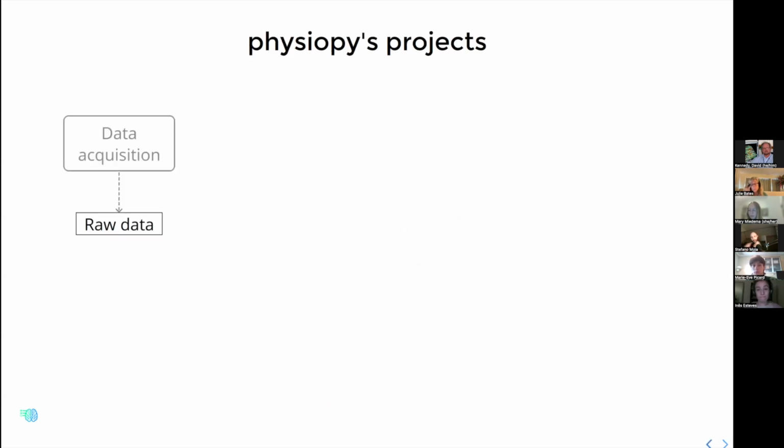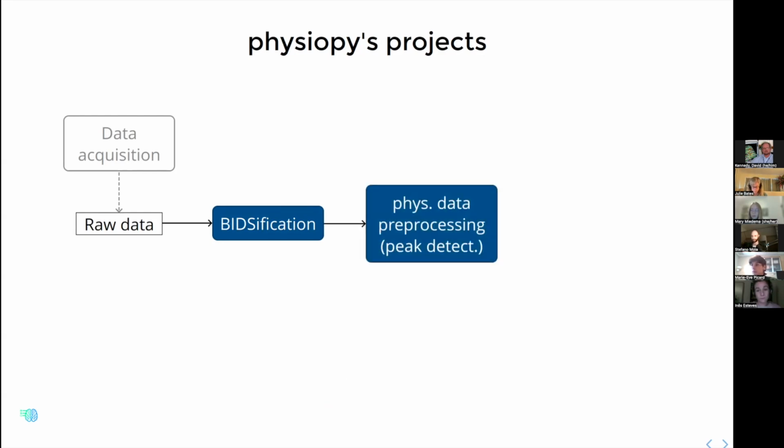Now, a quick overview of all the projects that we have going on in Physiopy, looking at the workflow of physiological data acquisition and analysis. So we start from raw data. We don't really cover data acquisition at the moment. But the first thing that we cover is BIDSification. And so we have a toolbox that just takes data that is normally in proprietary formats, files, and then brings it back to TSV, which is basically tables that are easily usable by everybody.